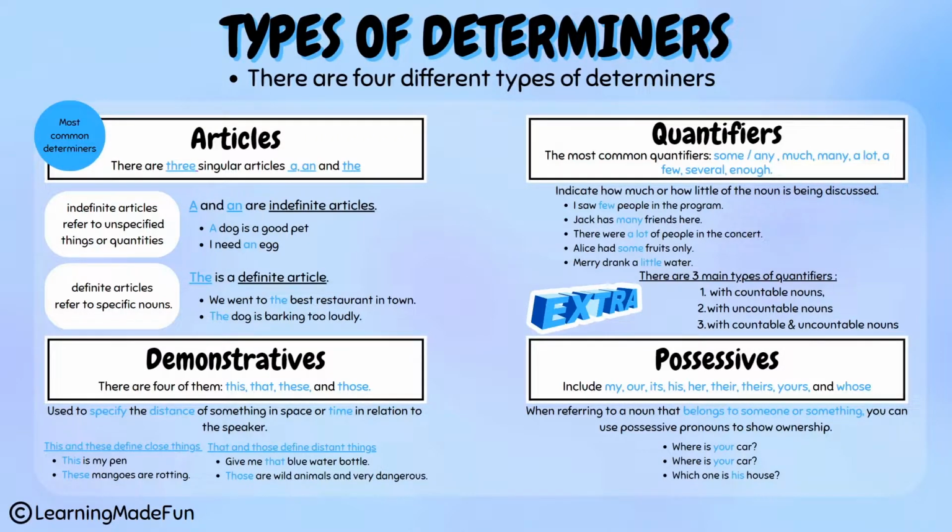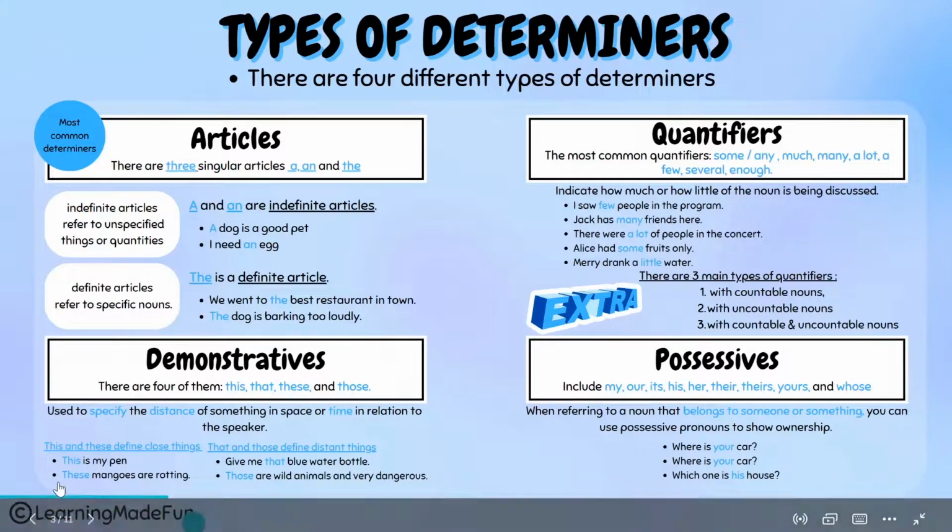So this and these define close things. This is my pen. So if I had a pen beside me that was close to me, because I'm the speaker, I would say, this is my pen. I'm referring to the pen that's right in front of me. These mangoes are rotting, so that's the plural version.